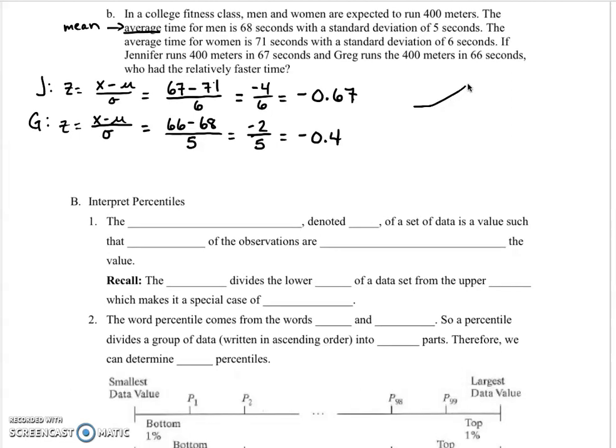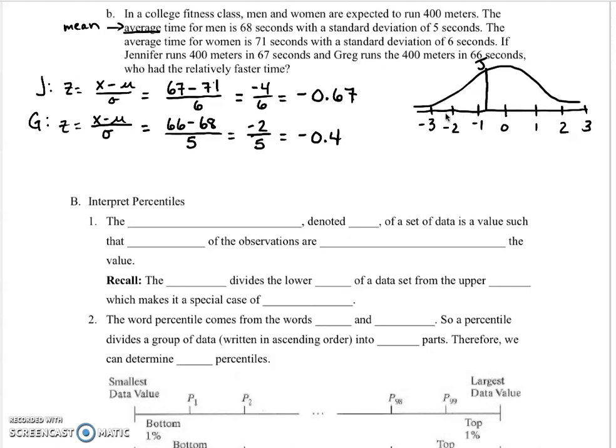So if we put those on our graph, remember the mean is a z-score of 0. And then we have 1, 2, 3, and going the other way, negative 1, negative 2, negative 3. Jennifer is about right there. And Greg is about right here.